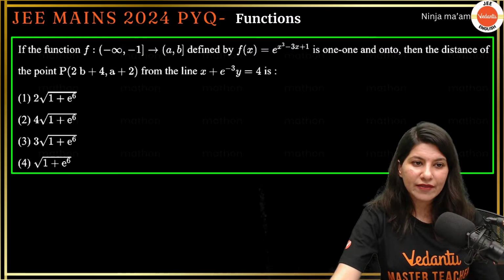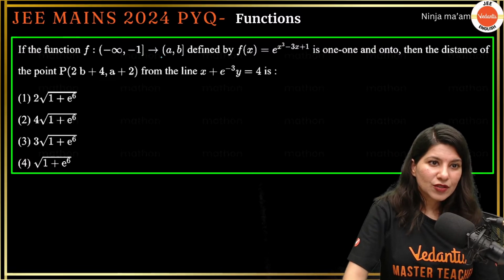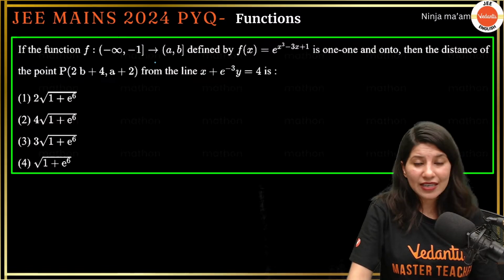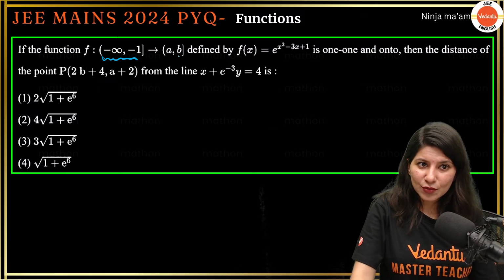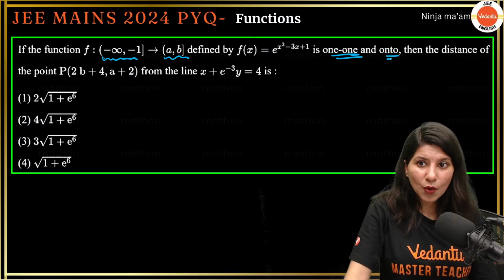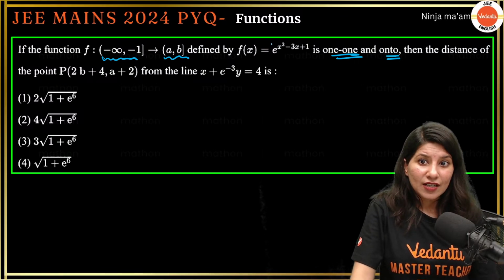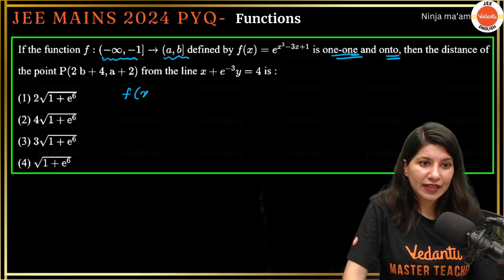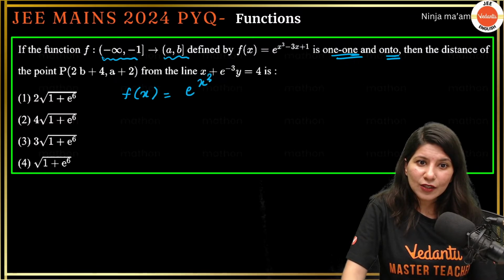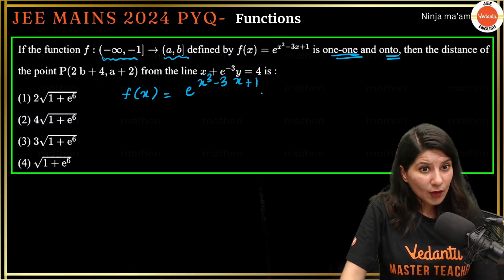All right, now we are having another question. This question is about one-one and onto. So now there is a function from minus infinity to minus 1, and this is A to B. This is your domain, and this is your codomain. They are saying your function is one-one and onto. A function which is one-one can either be increasing or decreasing, so we need to understand the function behavior of f(x). f(x) is e to the power x cube minus 3x plus 1. Now, this is your f(x).